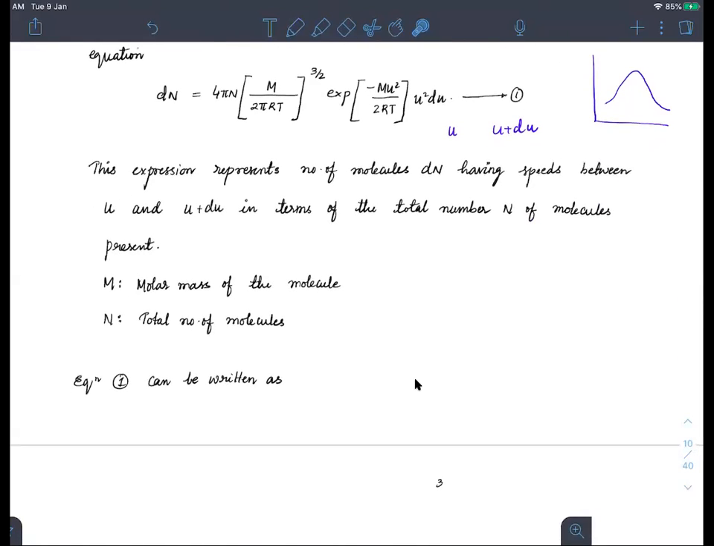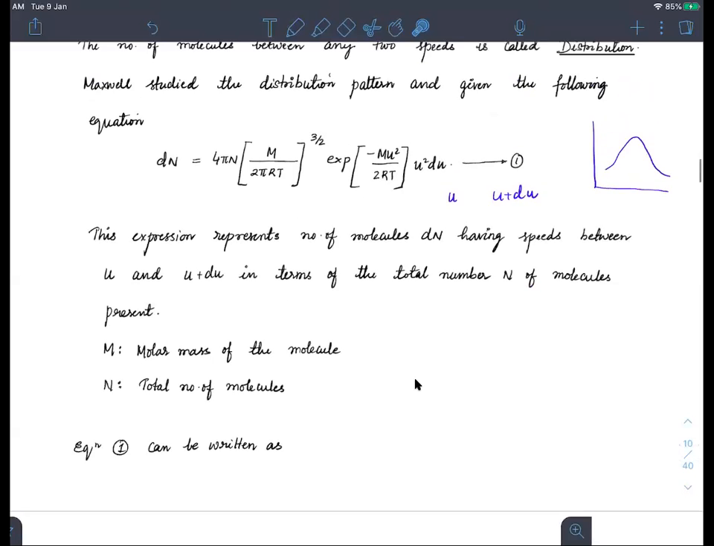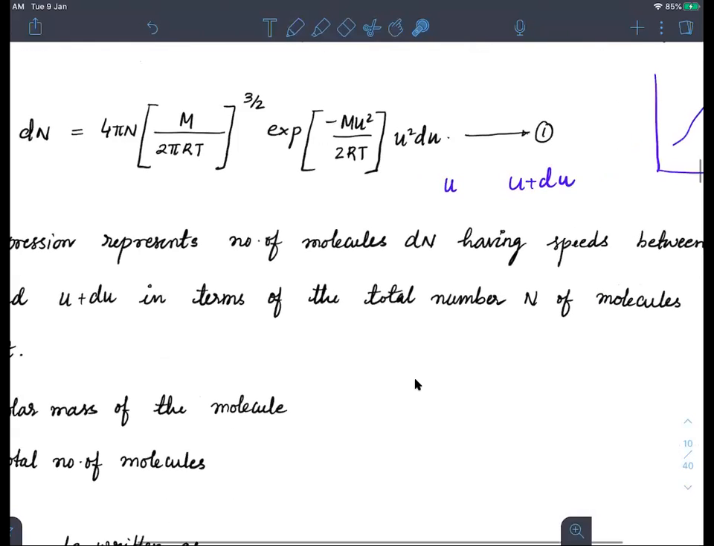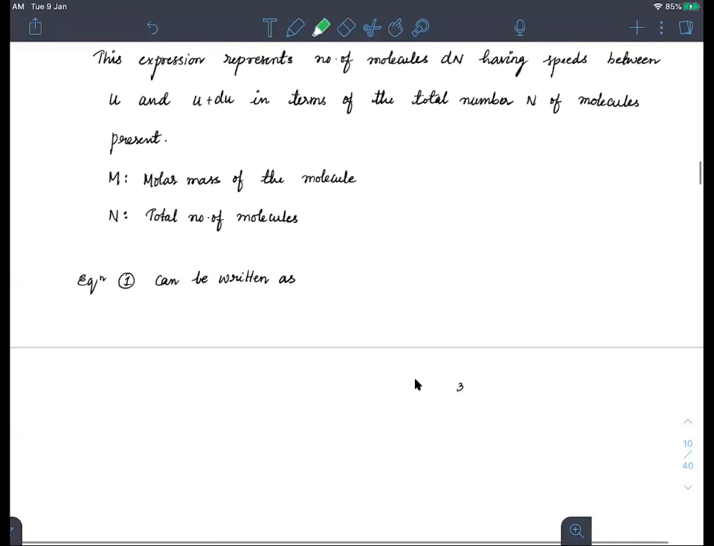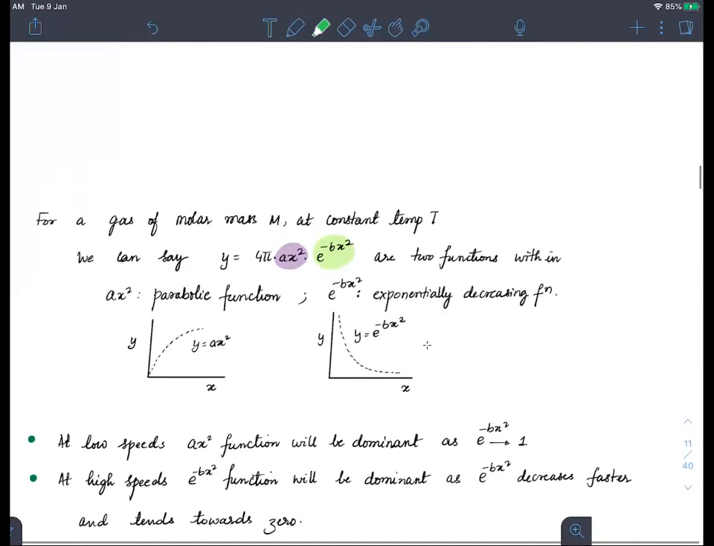Sir, in the formula, is it u square du or u du? It's u square du. Okay, sir. Okay, guys. So I guess all of you understood that.